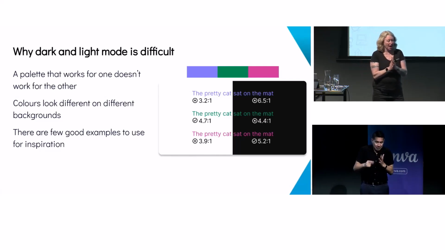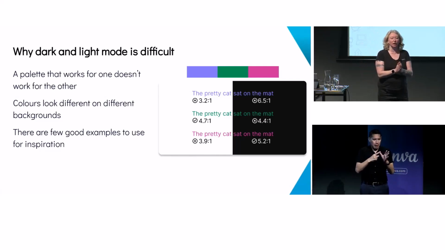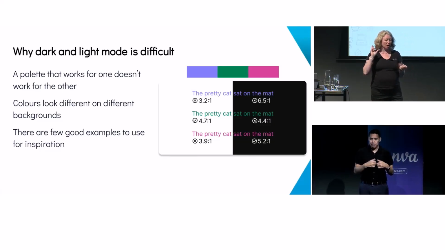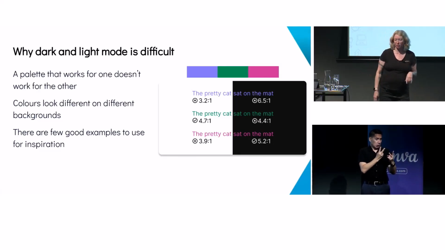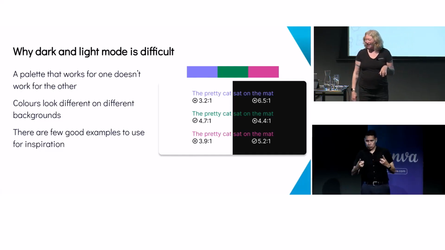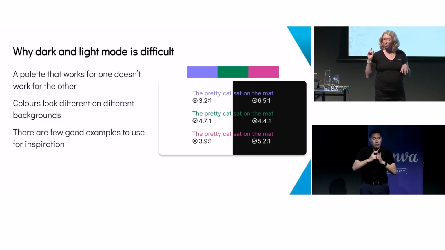The difficulty is that a palette that you use in one mode will not work in the other mode, for colour contrast purposes, and also literally just for being able to see it. Often colours will look different on different backgrounds, so you need to also cater for the fact that a colour that looks like a brand colour on white, light or dark will look different, and I need to design for those things. And a particularly hard thing I found is that there's not good inspiration.